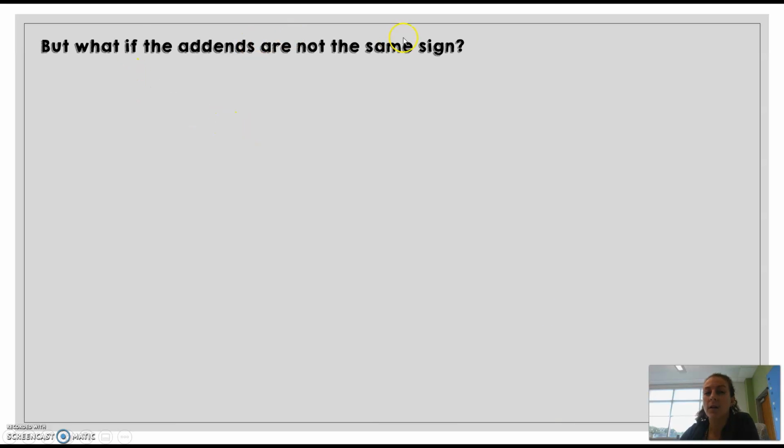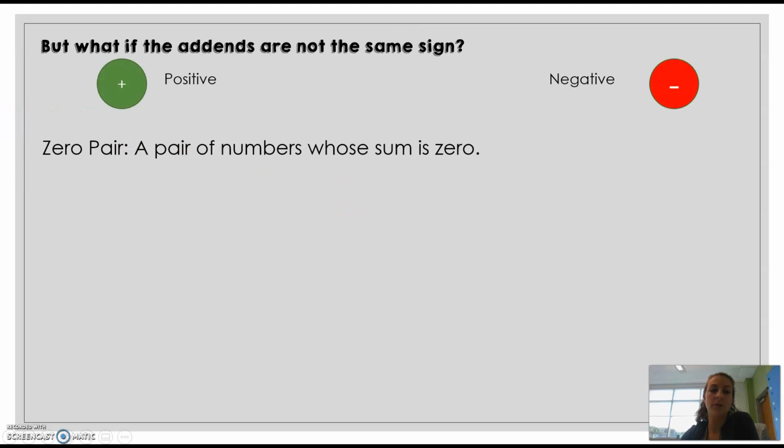But what if the addends are not the same? In our first example, we saw 2 positives. In our second example, we saw 2 negatives. What if we have one of each? First, let's talk about a 0 pair. A 0 pair is a pair of numbers whose sum is 0. So if I had a negative and a positive counter, they would cancel each other out and equal 0. So for instance, -3 and +3, they would equal 0.